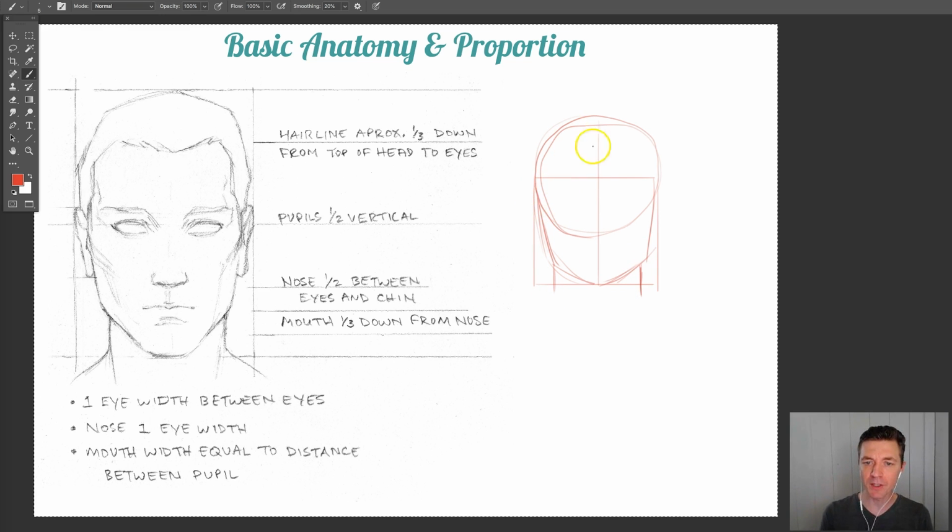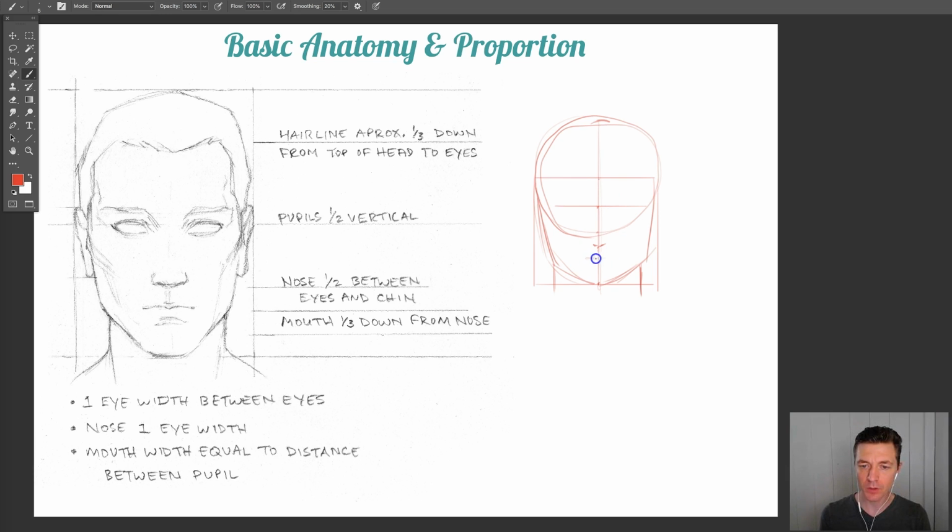And then we want to give the overall height and divide that in half. And that would be between here and here, halfway between those, because that is the middle segment. So that would be the pupil line. And then we would divide from here to here in half. And that would give us right about there. And that would be the nose line.